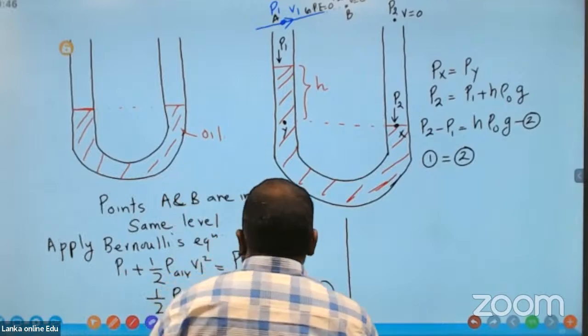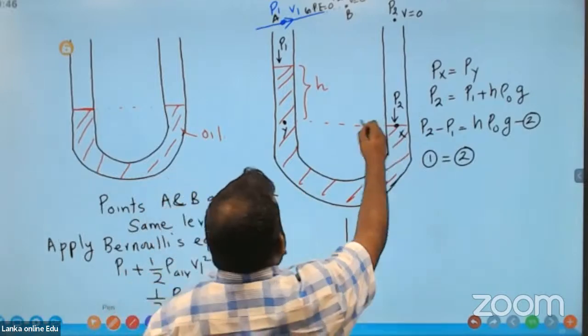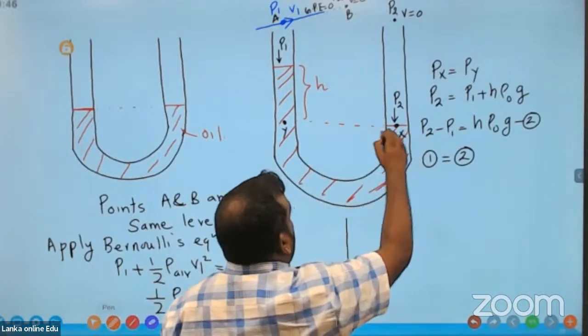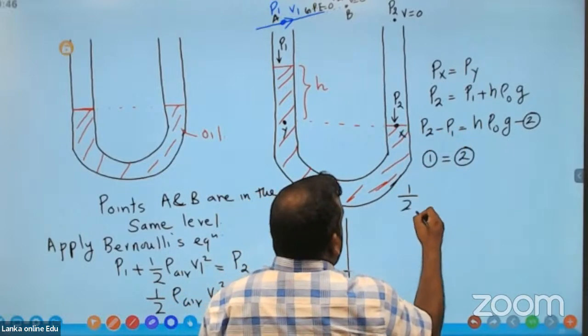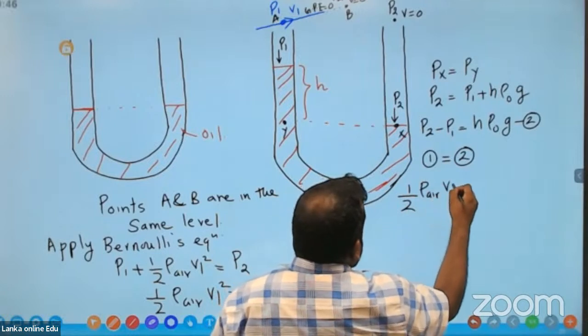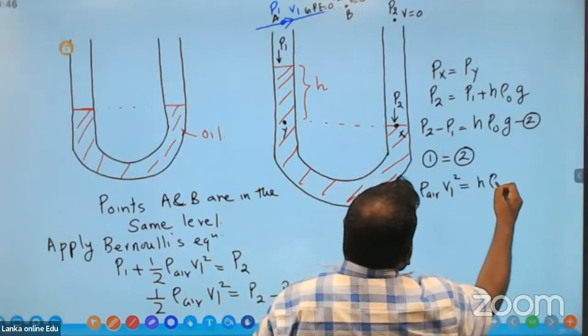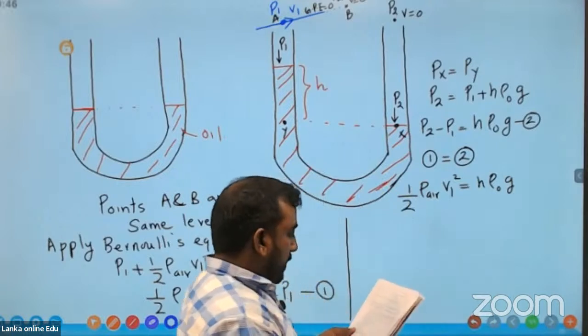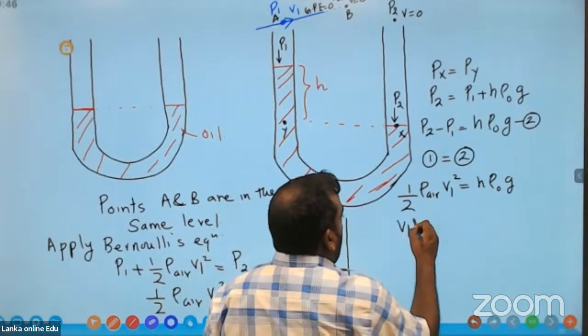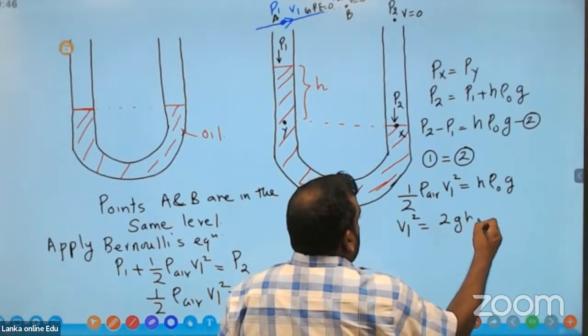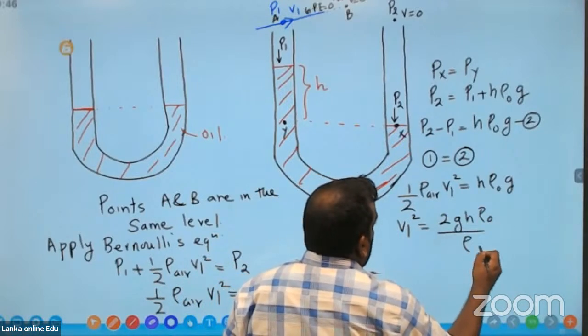Once you find the equation, you can also find the pressure difference by equating the pressures in the U tube. Now substitute: half density of air times V1 squared equals h times density of oil times g. What are they asking you? Find the speed of the gas. So V1 squared equals 2g h times density of oil over density of air.